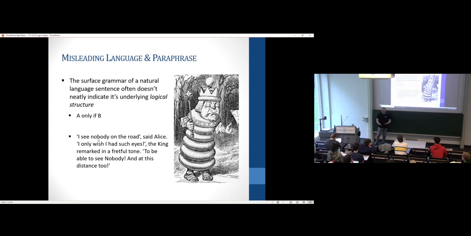So again, what's happening here is basically the king, for lulz, is misreading the logical structure of Alice's claim. The surface level grammar is ambiguous between, are we taking nobody to be a name? Are we taking it to be something like a quantifier? It's not the case that there is somebody on the road. So natural language can be a mess. Natural language, in and of itself, as we read it, is ambiguous in many different ways.